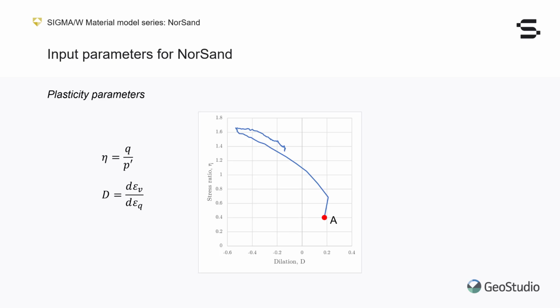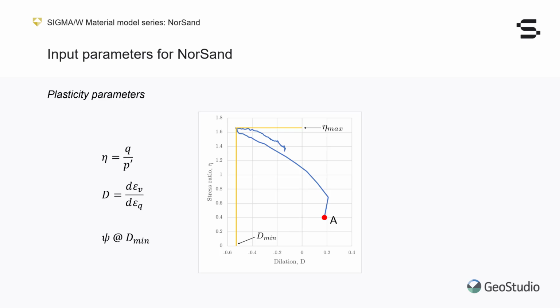As the test progresses, the stress ratio rises at the same time as dilation becomes more negative. Maximum dilation, d min, will eventually be reached, which would also coincide with the maximum stress ratio, eta max. To calibrate some of NorSand's input parameters, we must record this pair of values, as well as the value of the state parameter when this maximum dilation is reached.